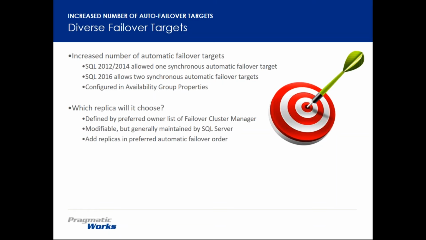And we didn't have any flexibility beyond that. Now we do. 2016, as I mentioned, allows 2 synchronous automatic failover targets. And so that gives us a total of 3 that we can juggle, so you can handle some pretty complicated failover scenarios. As I showed you, we were in the Add Replica wizard. This is configured in the Availability Group properties. So if you find your AG, you right-click on it, you go to Properties. There's a panel in there where you can designate your automatic failover targets, and it looks just like what we did. It's just a different way to get to it.